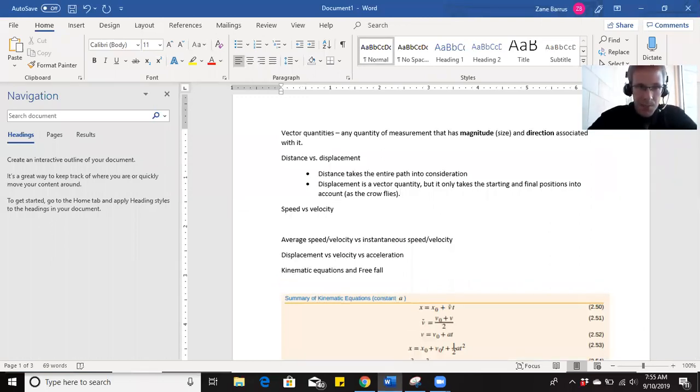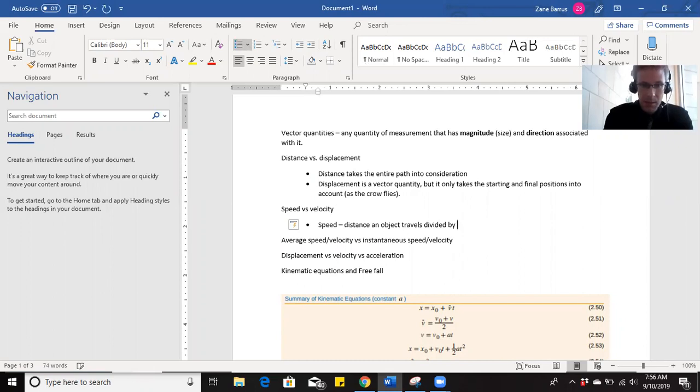Okay? All right. Let's go on to our next concept here. We talked about displacement versus distance. Let's talk about a similar comparison. We've got speed versus velocity. Speed is the distance an object travels divided by the time of travel.